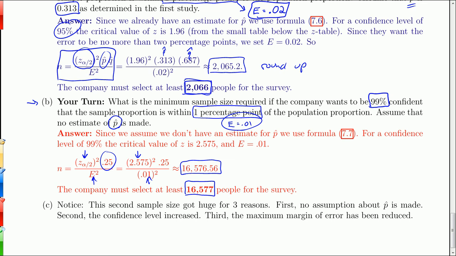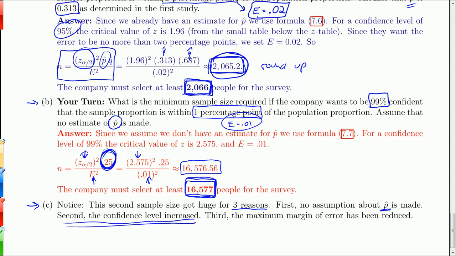But notice what happened here. In the first example here, we had a minimum sample size, in fact, this one, 2,066. That went up to 16,577. It got huge. And the observation here is that it got huge for 3 reasons. First, I used no assumption of p hat. So when I did this 0.25 here from the second of those equations, that's actually the biggest that p hat times q hat can be. So that got bigger.